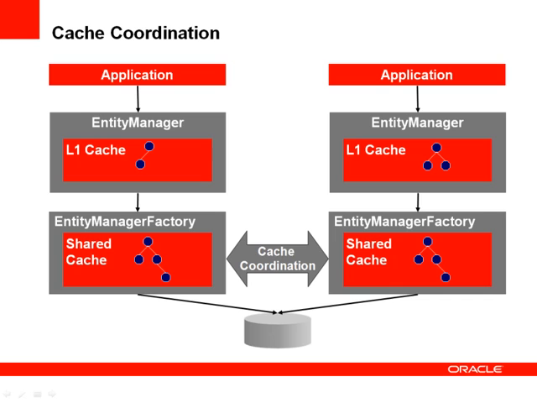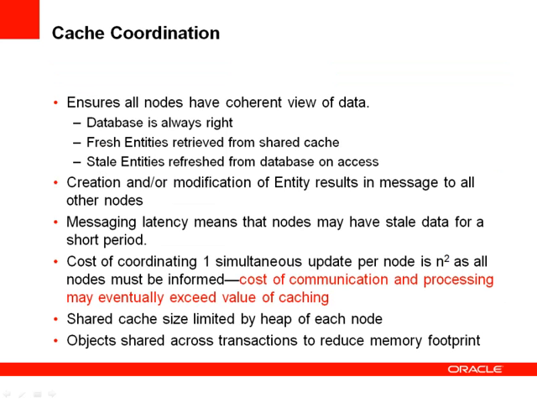Let's take a look at the cache coordination model, in which case the L2 caches are coordinated amongst instances of the application. In this mode, the database is always right, fresh entities are always retrieved from the shared cache, and stale entities are refreshed from the database for access. Whenever we create or modify entities, we have to tell all the other nodes. That involves message latency, and the cost of coordinating all of this communication is higher the larger the size of the cluster, n squared as you see depicted there. Additionally, the shared cache size is limited by the heap in each JVM because each JVM is holding references to all the L2 data for the entire cluster.